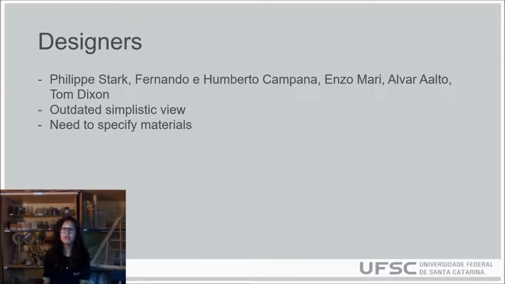In the area of furniture design, designers such as Philippe Starck, Fernando and Humberto Campana, Enzo Mari and Tom Dixon and others use very different materials in their projects. The simplistic view of the use of the materials, such as wood for the body of furniture, fabric for the upholstery, and metals in the hardware, commonly used in design descriptions of the catalogs, is no longer accepted.